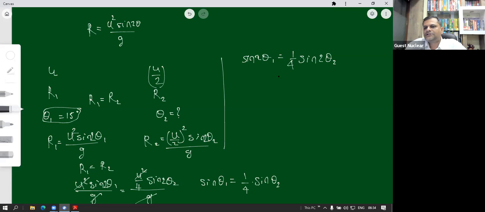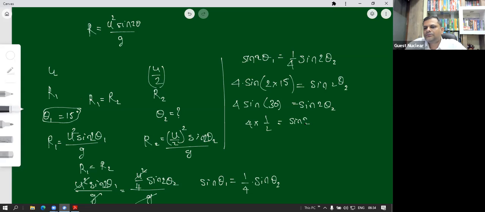Yes, and then we can take this 4 to this side so as to get 4 sin 2 theta 1, meaning 2 into 15 degree here, which is going to be equal to sin 2 theta 2 here. And 4 sin 2 times 15, how much does it become here? It is 30, correct? And here it is sin 2 theta 2, which is to be found out. So sin 30 is what? It is half. So we replace it and get 4 into half is equal to sin 2 theta 2. Then cancelling, we get 2 is equal to sin 2 theta 2, which is not possible at all.